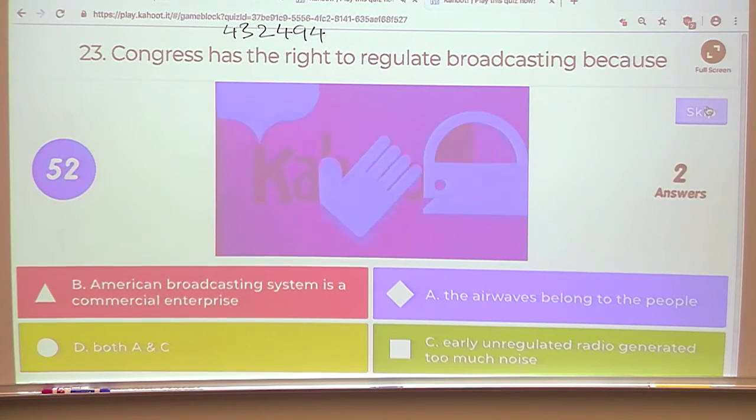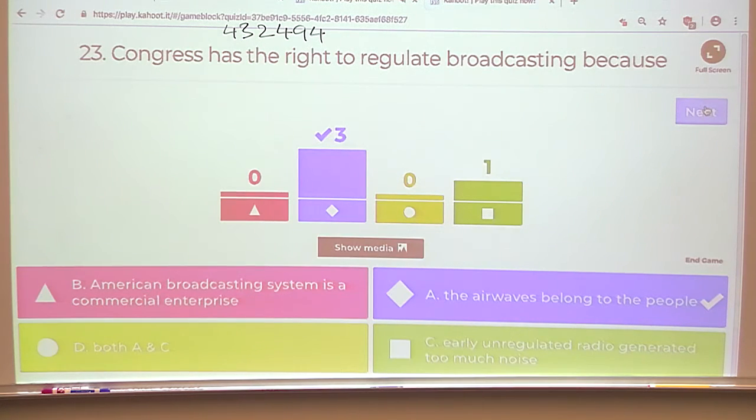Congress has the right to regulate broadcasting because A, the airwaves belong to the people. B, American broadcast system is a commercial enterprise. C, early unregulated radio generated too much noise. And we're going to charge ahead. And so 3 people got it right. The airwaves belong to the people.